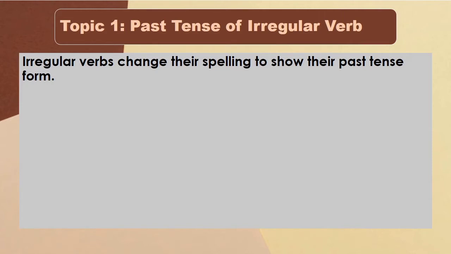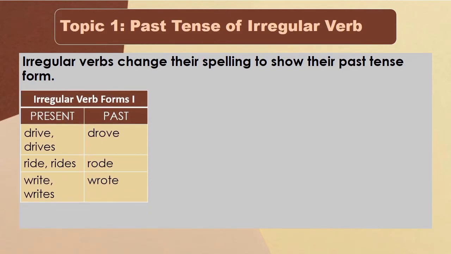Our first topic is all about the past tense of irregular verbs. Irregular verbs change their spelling to show their past tense form. This is the first form of irregular verbs. The present tense verbs are drive, drives, ride, rides, write, writes. And the past tense forms of these verbs are drove, rode, wrote.